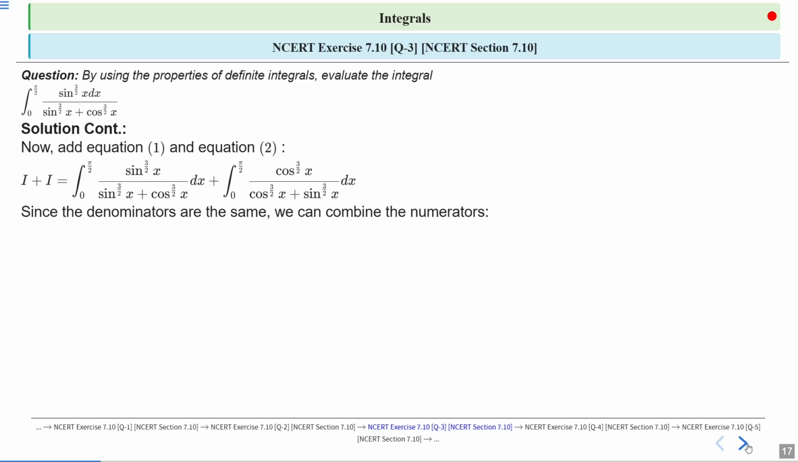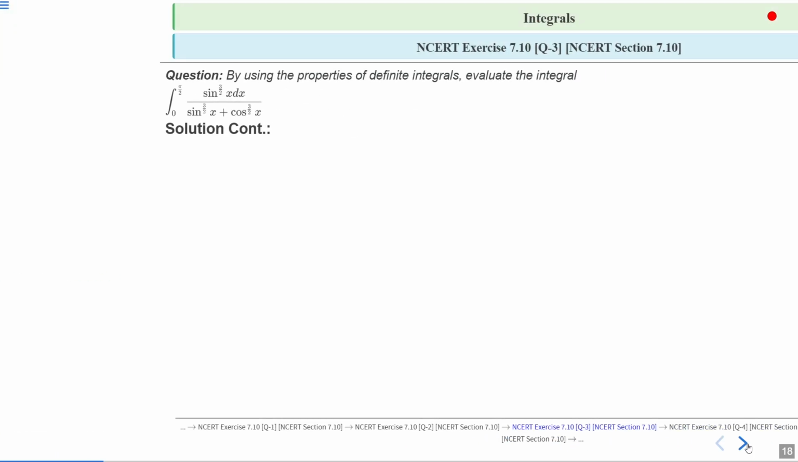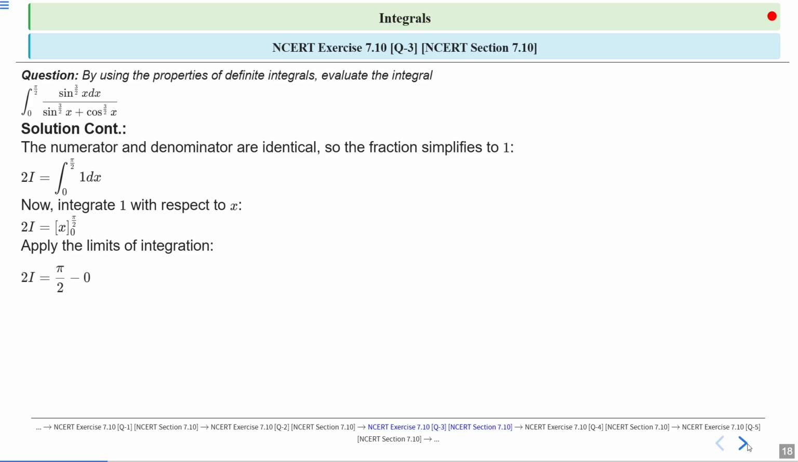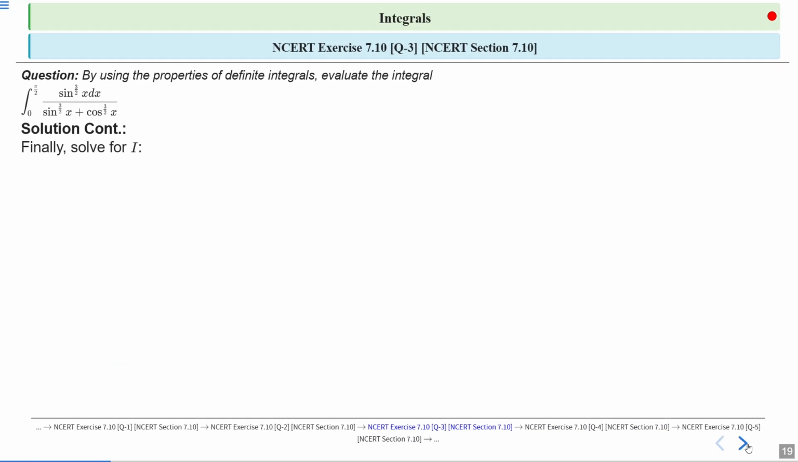So it becomes 0 to pi by 2, and as the denominators are same, we can combine the numerators. It becomes sin^(3/2)x plus cos^(3/2)x by sin^(3/2)x plus cos^(3/2)x dx. Now numerator and denominator are the same, so just cancel out. We get 2I is equal to the integral from 0 to pi by 2 of 1 dx. Integrate 1 with respect to x, we get 2I is equal to x from 0 to pi by 2. Apply the limit of integration, we get 2I is equal to pi by 2. So I is equal to pi by 4.